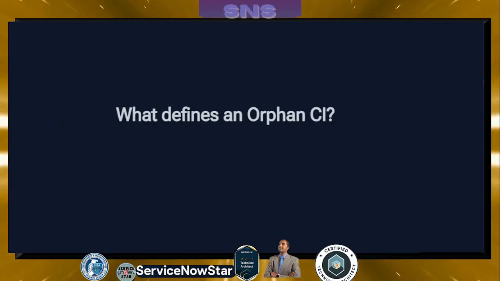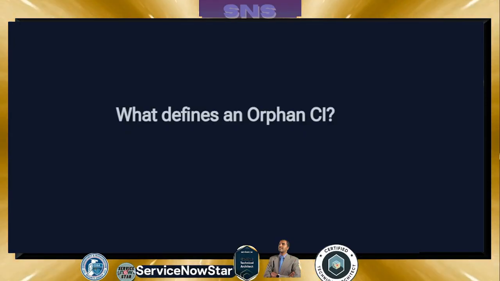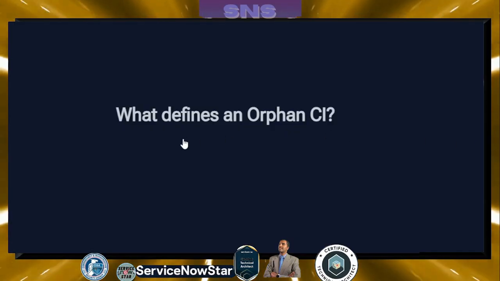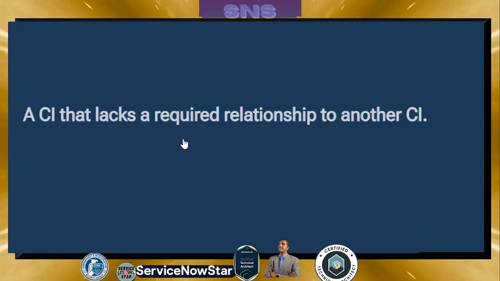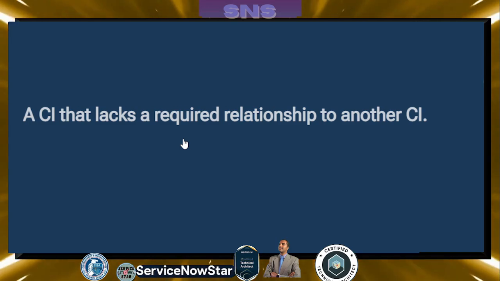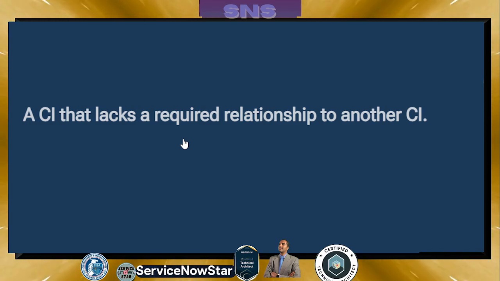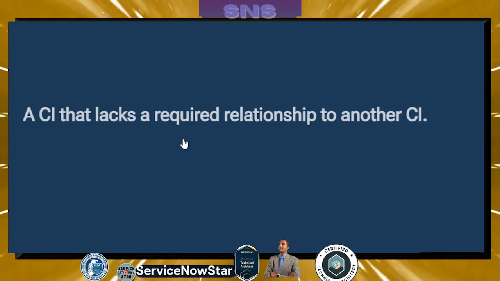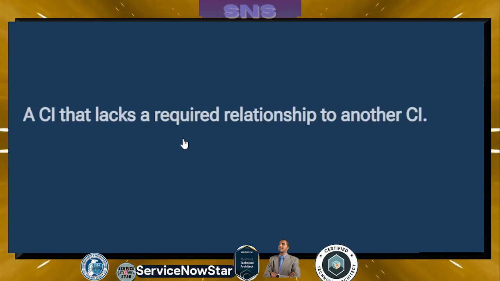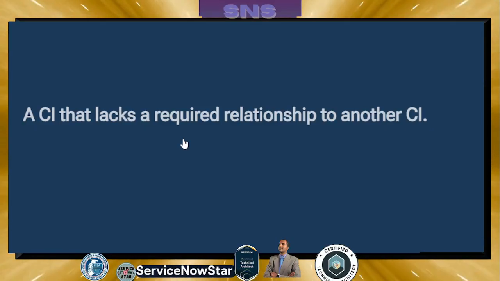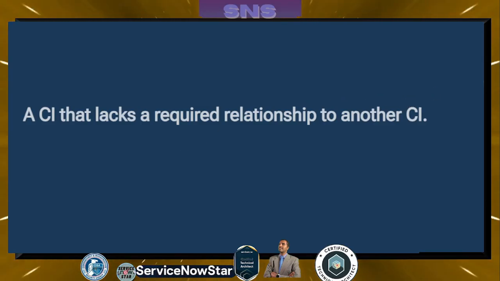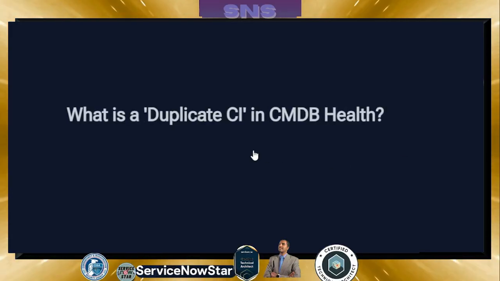All right, moving on. What defines an orphan CI? A CI becomes an orphan because it lacks a required relationship to another CI. It doesn't have a child, or it doesn't have upstream and downstream relationships. That's what we call an orphan CI: it doesn't have any relationship to another CI.